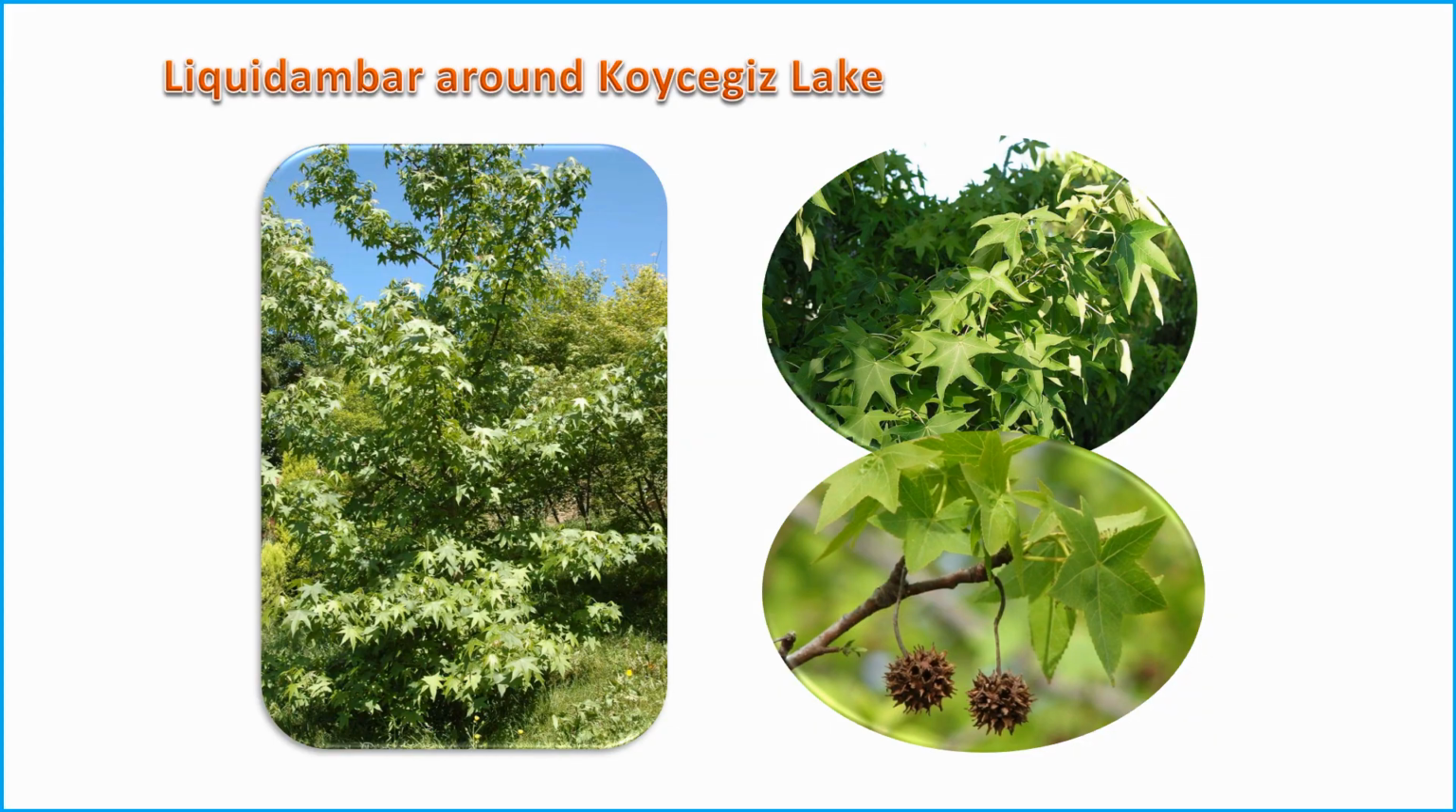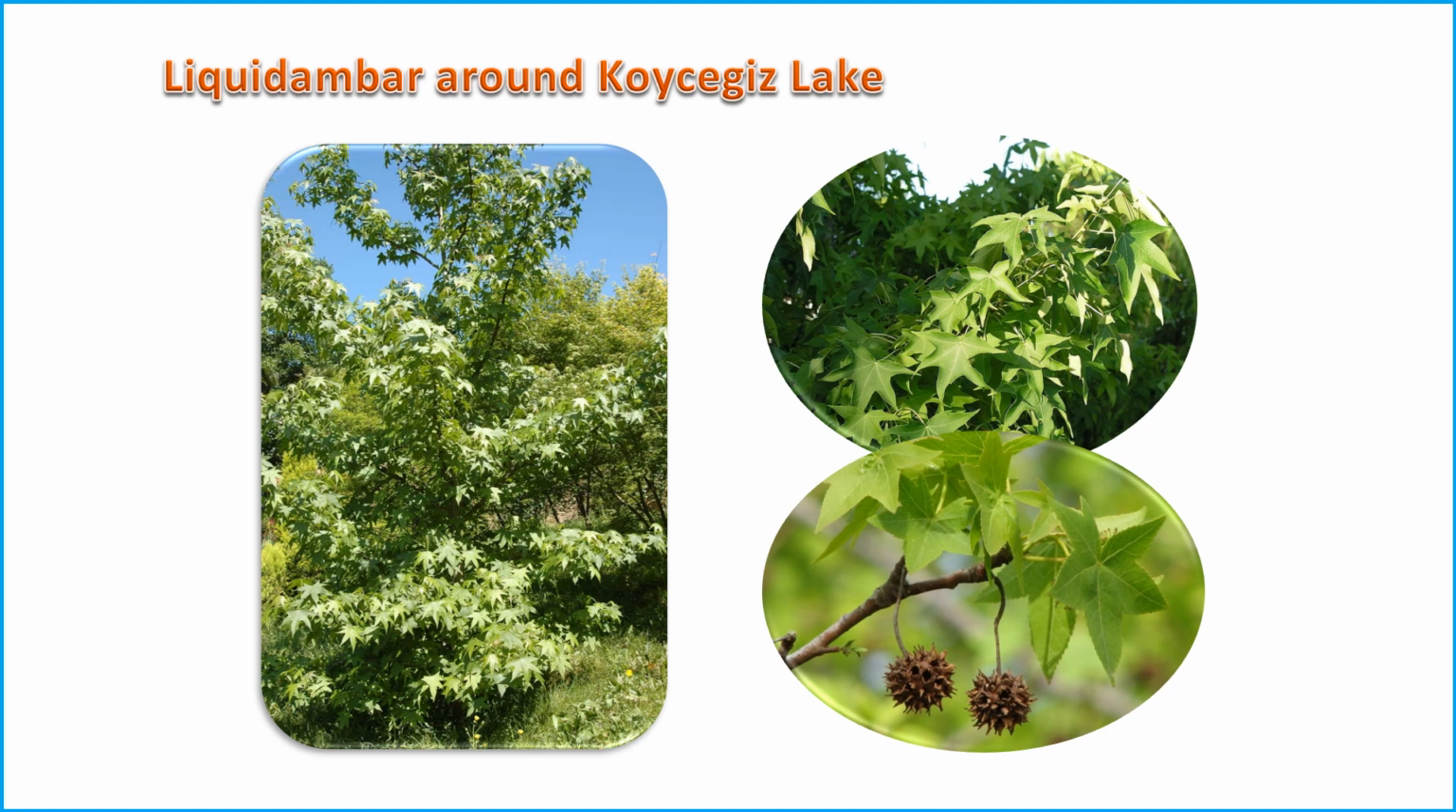Liquid amber, commonly known as sweet gum, is indeed a genus of flowering plants, and some species within this genus may exhibit endemic characteristics in specific regions. If there are particular species of liquid amber around Köyceğiz Lake that are unique to that area, it would be considered an example of endemic flora. Endemism often occurs in regions with distinct ecological conditions or isolated geographic features that contribute to the evolution of unique species. The presence of endemic plants highlights the ecological diversity and significance of a particular area.